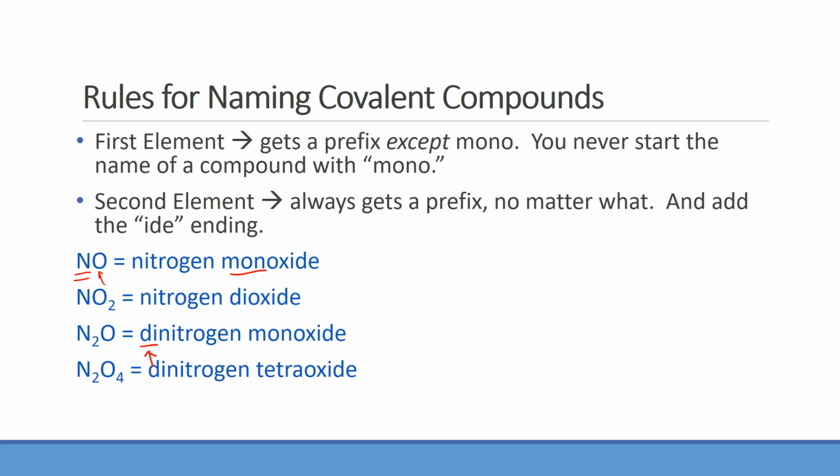And then finally, N2O4 would be dinitrogen tetraoxide. I never know quite what to do with this. I think some people might just put those together and call it tetroxide, but I tend to write out both vowels because I think it sounds better.